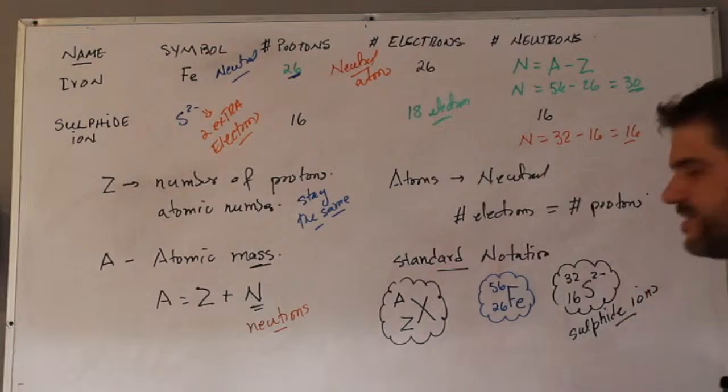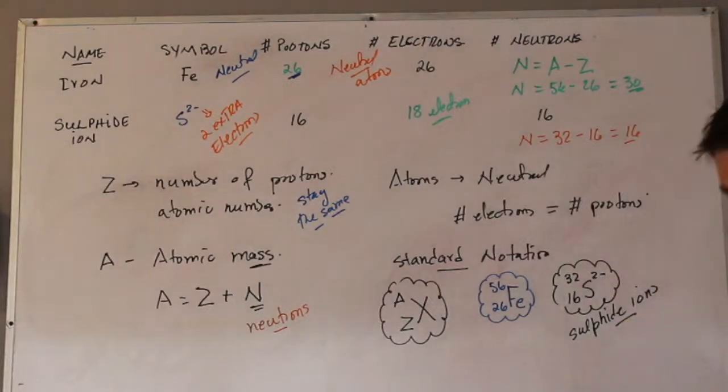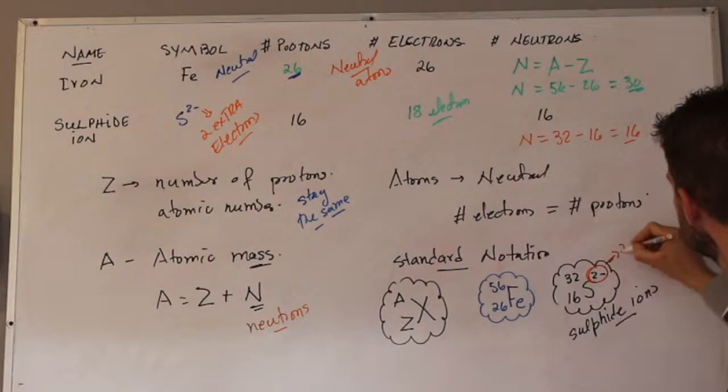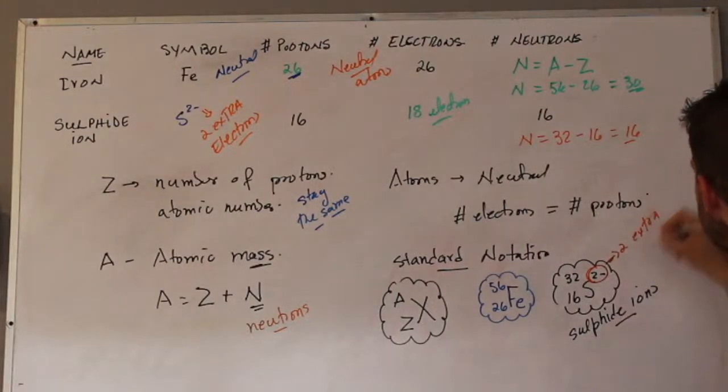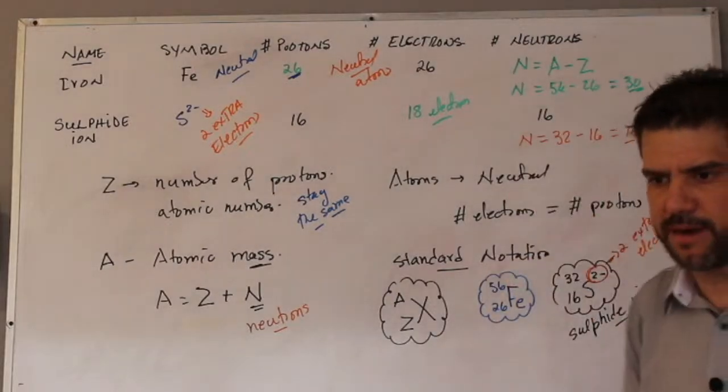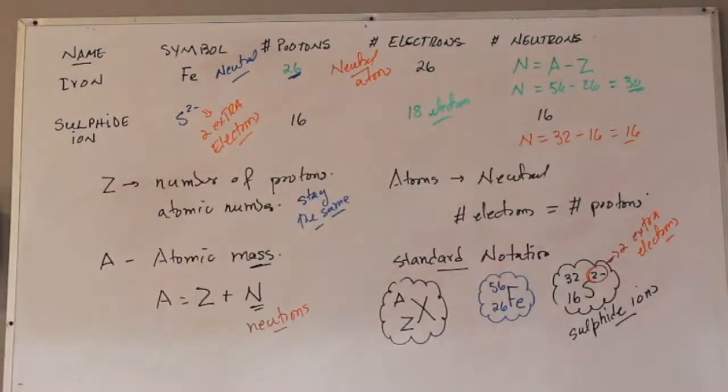All right, it is sulfide ions. From here, if you get the notation, you can see that this one has 2 extra electrons. There we go. So any question up until here? I think the first part of the question is done, guys.